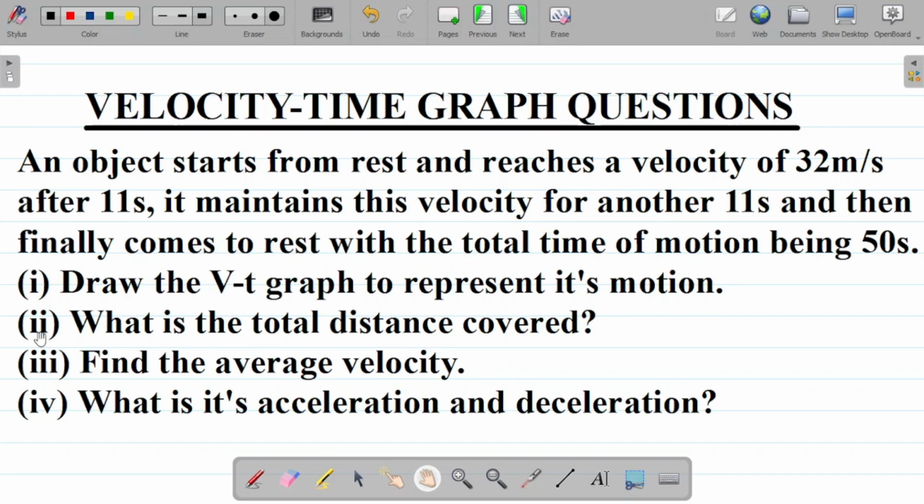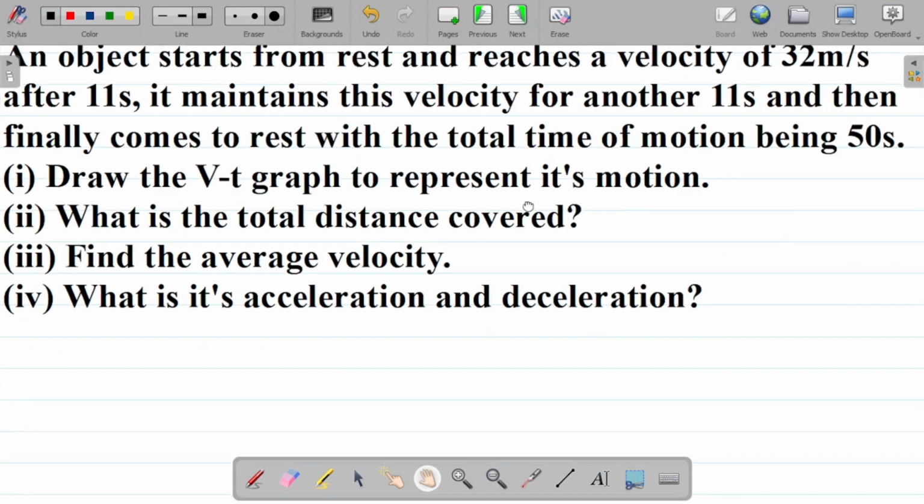The second one here is what is the total distance covered. The third one here is to find the average velocity, and the fourth one is what is its acceleration and deceleration, right? All right, so how do we solve this? Question one, so solution there.